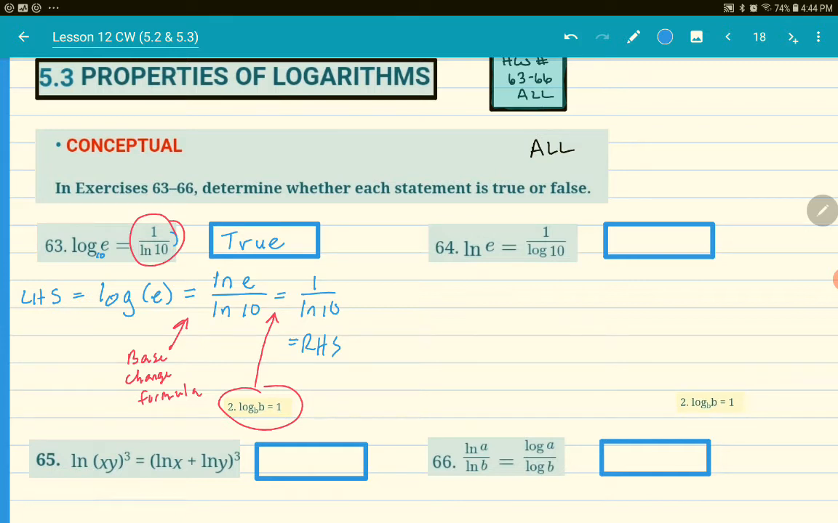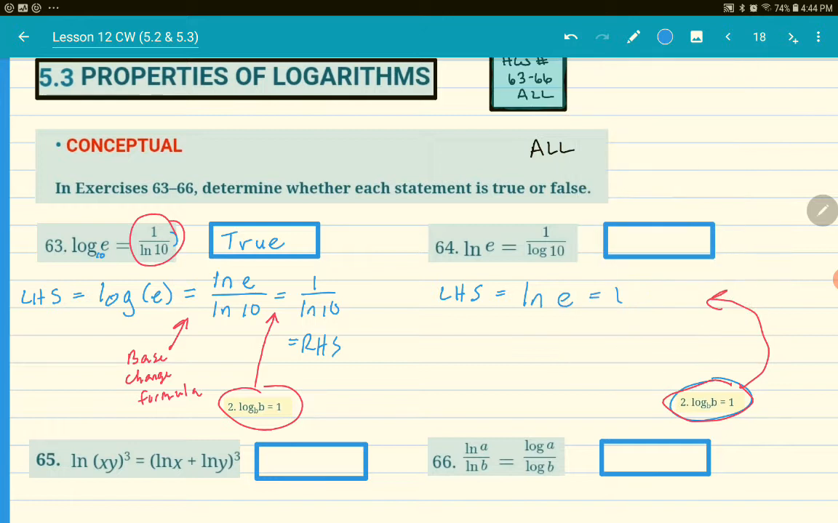Okay, so assuming you tried 64, again, I'm going to start with the left-hand side, which is the natural log of e. And I want to say, okay, well, what can I do to that to make it look like this? Well, natural log of e, I know that's 1, right? Because of property 2. We've already applied that to the previous question. So we'll use that again, and we'll get the natural log of e equals 1.